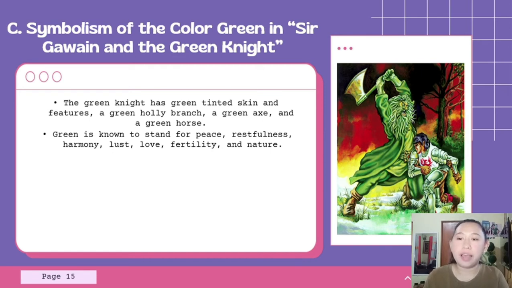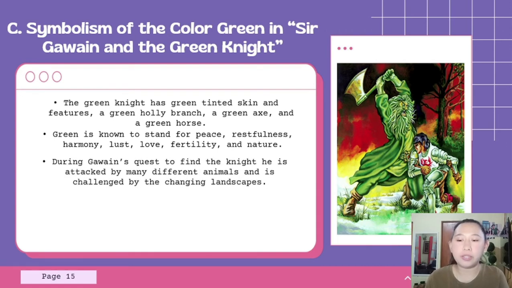In this poem, I found that the relationship between the Green Knight and the color green is likely correlated with nature and lustfulness. Nature consists of animals, plants, and all things nature made. Nature can be unpredictable and in some cases hard to control. So during Gawain's quest to find the knight, he is attacked by many different animals and is challenged by the changing landscapes. So even when the Green Knight is not present, there are still bizarre elements of nature threatening Gawain's life.